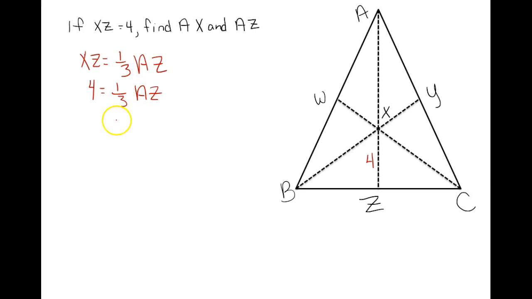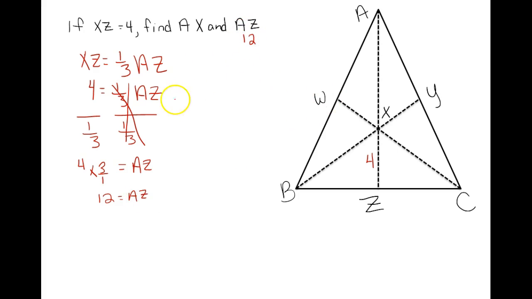To get AZ by itself, we're going to divide both sides by 1/3. And don't forget, when you're dividing a fraction, you're just multiplying by the reciprocal. So you have 4 times 1 over 3 is now 3 over 1. And 4 times 3 is 12. So that entire segment is 12. I'll come up here and I'll write it there too.